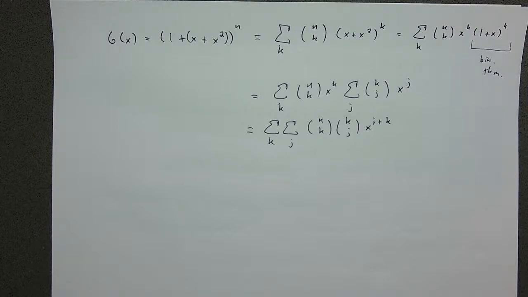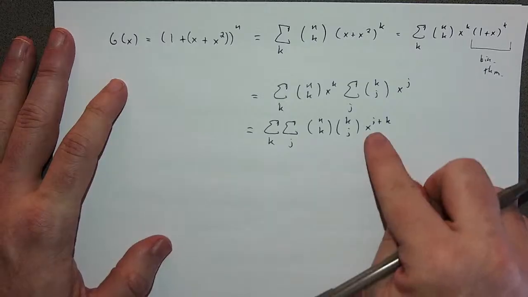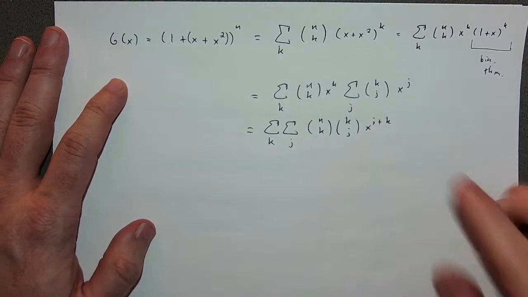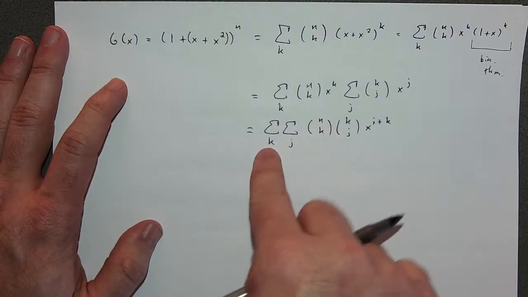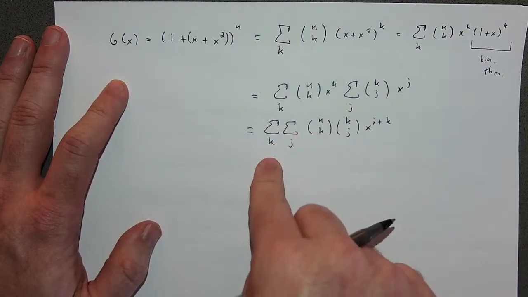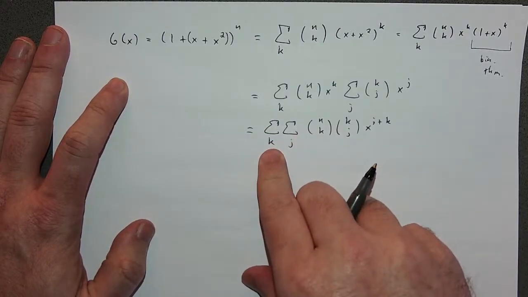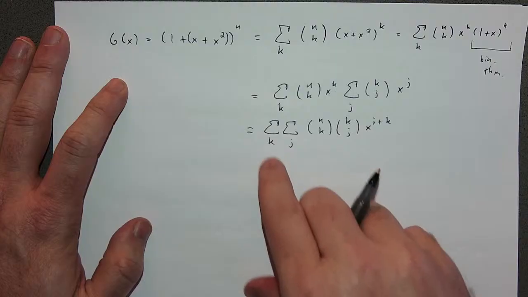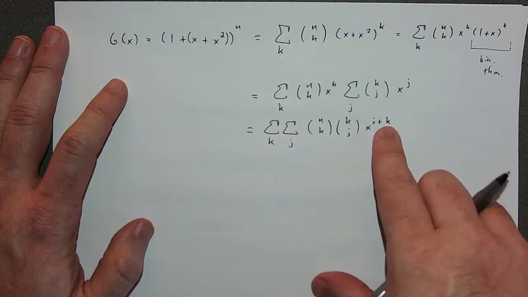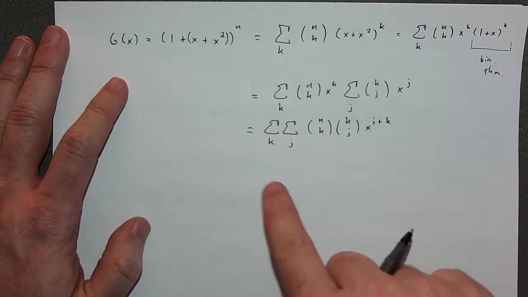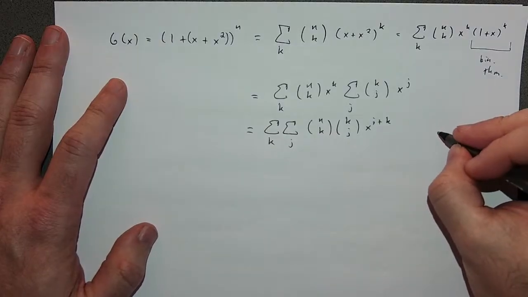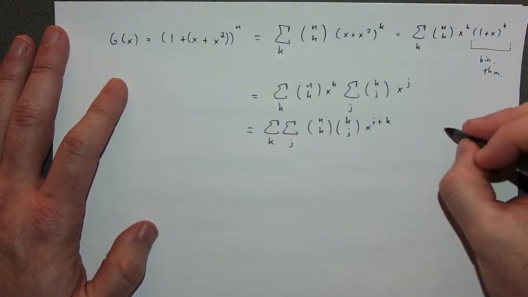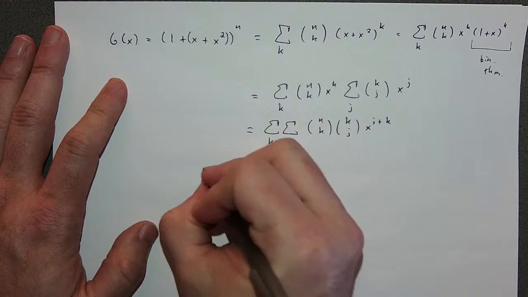But now I can reindex here. I've mixed my indices here, and I can swap. I can reindex here by replacing every instance of j plus k with m, and I can make this a sum over m instead. So substituting m for j plus k, what do I get?